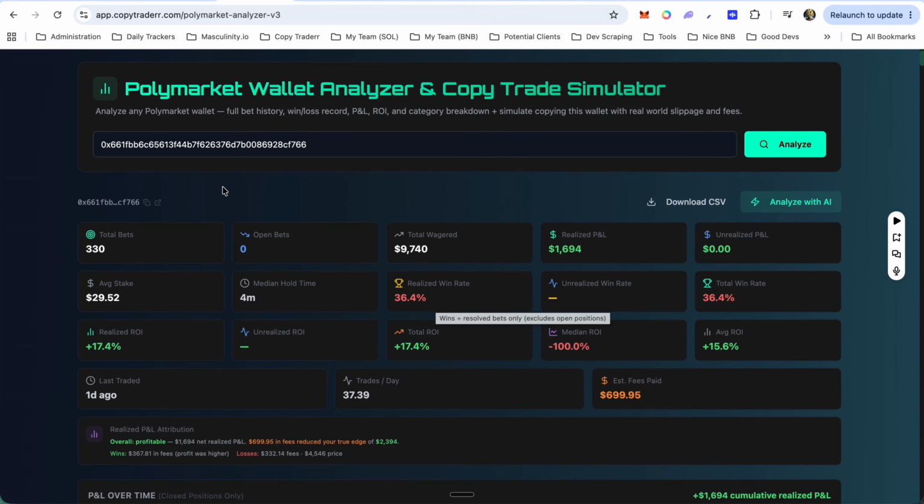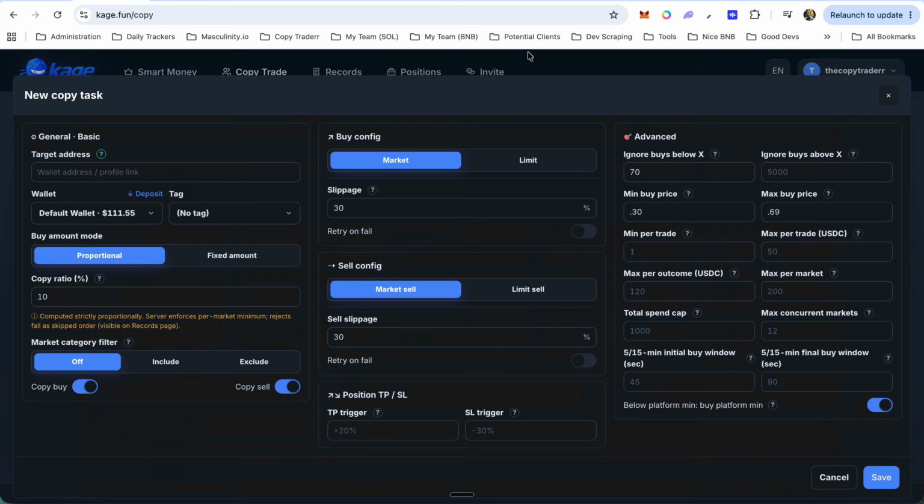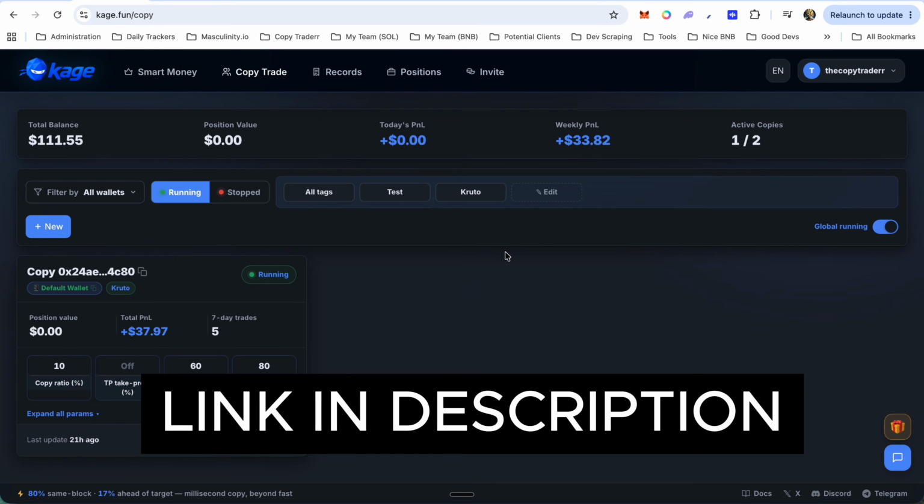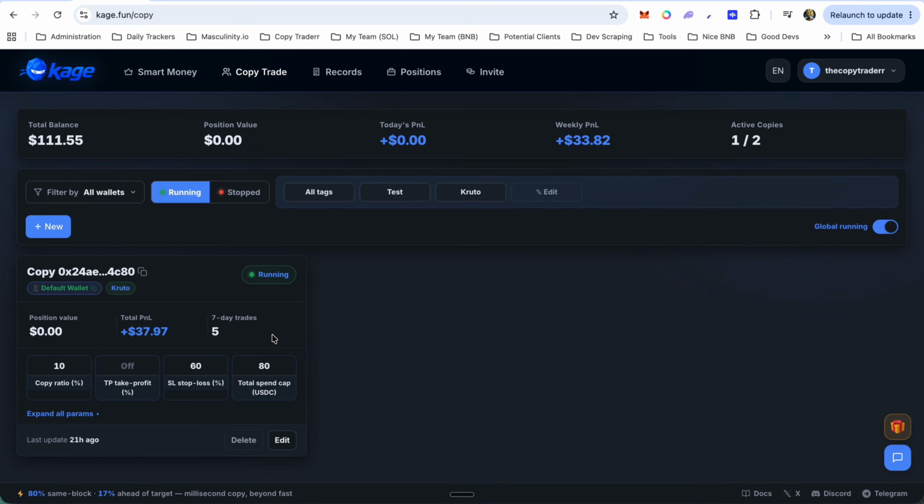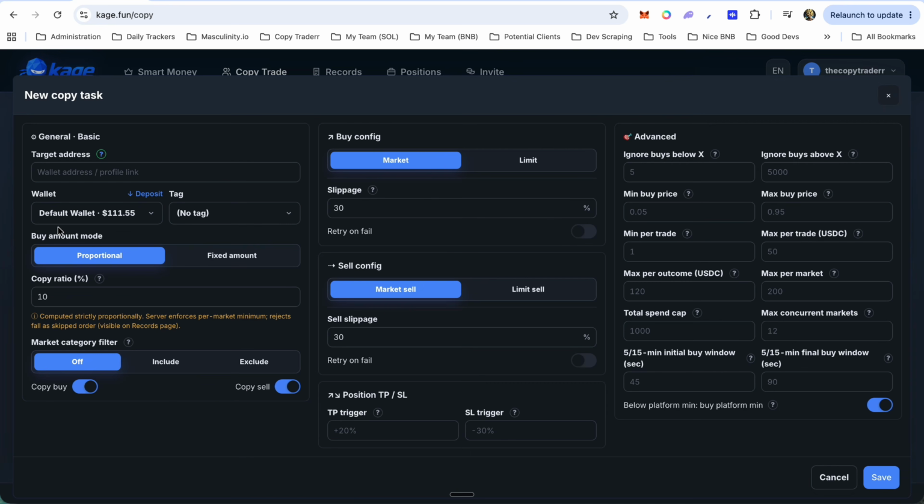Now, what we can do with this data is use our copy trading bot. And the one that I'm using right now is a new one called KAGE. I just started using this today, already up $38 after 5 trades. In our copy trading bot, we can ignore buys below a certain price. So right away, I could skip any buy below 50 cents, and that will skip a lot of the low conviction losing bets.